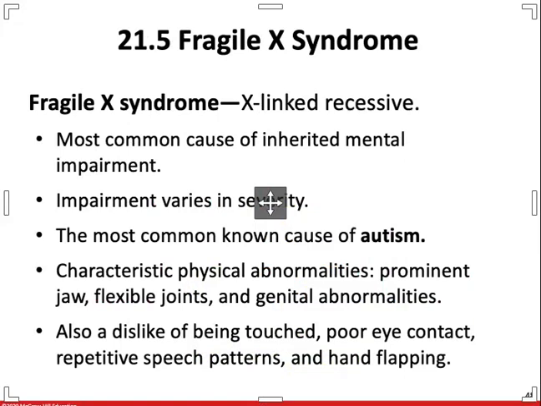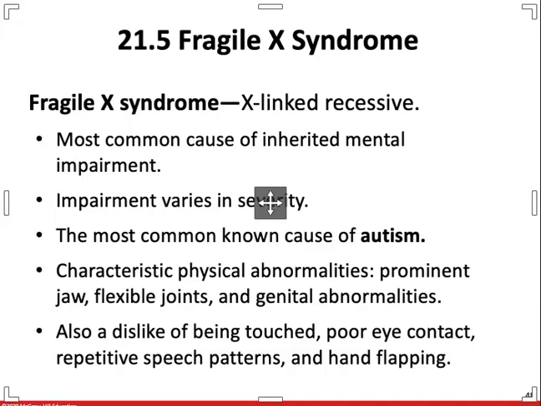Fragile X syndrome is also an X-linked recessive disorder. It's going to be the most common cause of mental impairment. The impairment varies in severity, but it is the most common known cause of autism. There's a lot that is still unknown about autism, but the most common cause of it is this X-linked Fragile X syndrome.